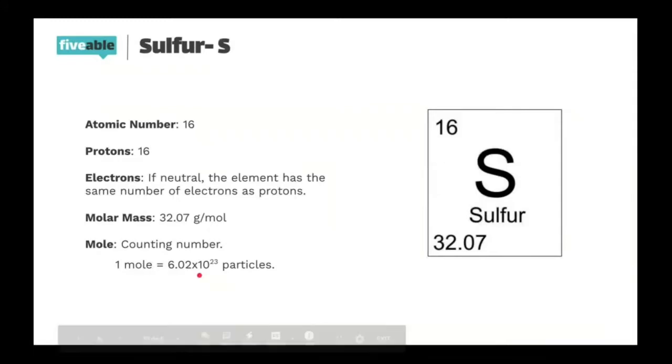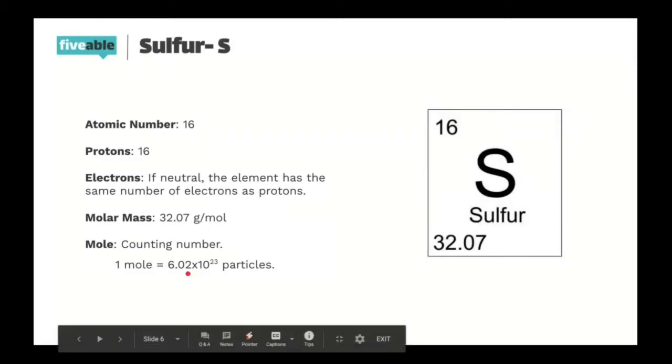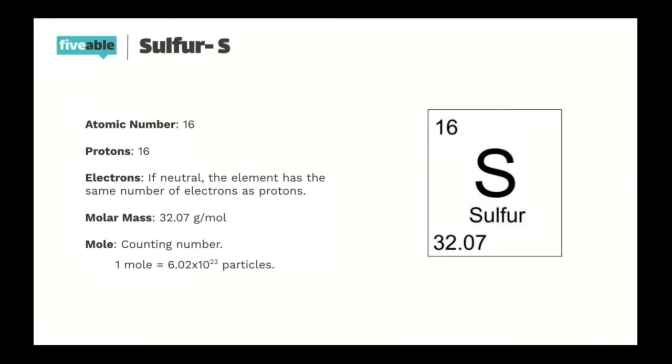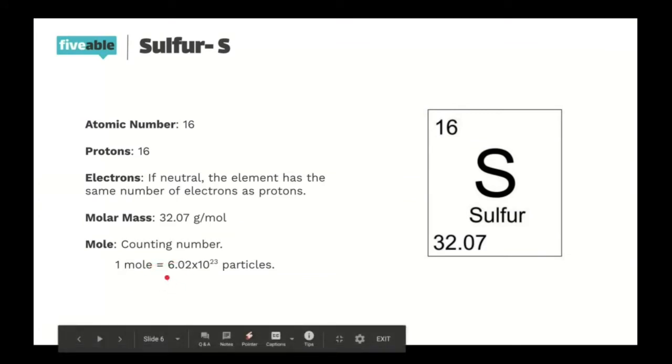If we had 1 mole of pennies, that would mean we would have 6.02 times 10 to the 23rd pennies. If we stack those up, it could go from here to the sun over 1 billion times. That stack of pennies would literally be going back and forth between here and the sun 1 billion times. That's a lot of things, and we need this number.